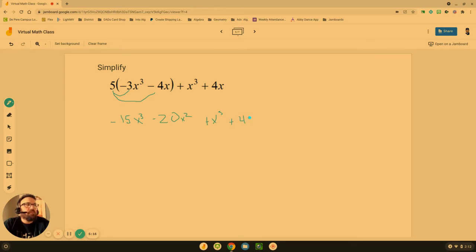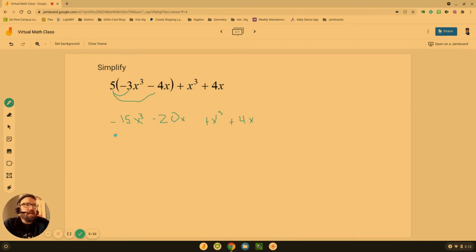Why don't you pause the video and see if you can combine like terms, and what do you get for an answer? Now, I made a mistake. This should not be squared. This is just an x. Hopefully you caught that. Now try and simplify.